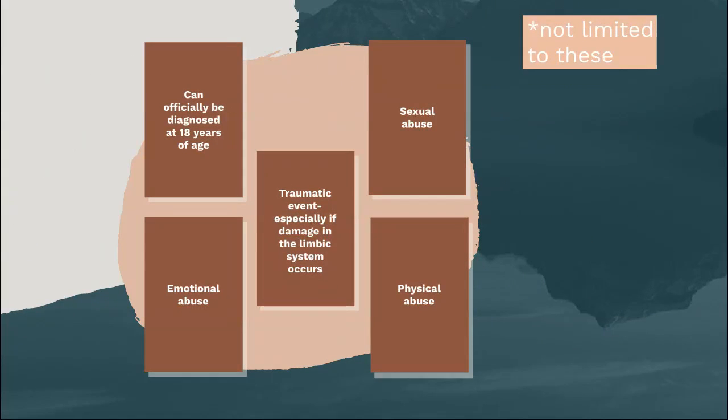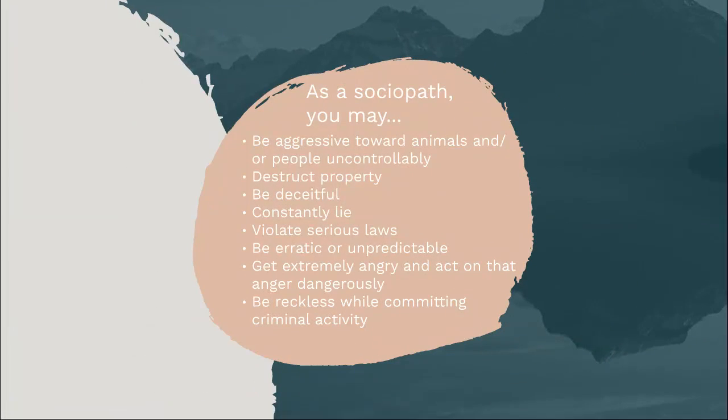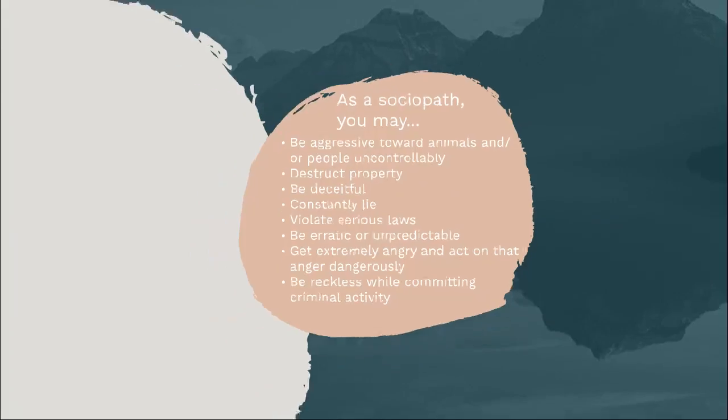These are some of the risk factors. The risk factors do not end here, but these are just a few. These include sexual abuse, emotional abuse, a traumatic event, like I stated earlier, and physical abuse as well. As a sociopath, you may experience some of these. As you can tell, some of these are consistent with psychopathy as well.